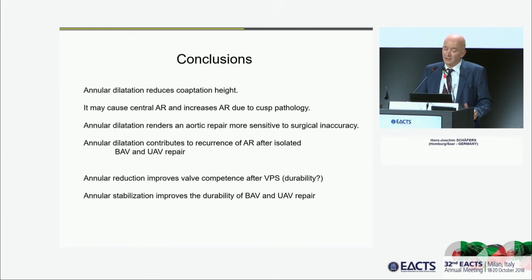Annular dilatation contributes to the recurrence of aortic regurgitation after isolated bicuspid and unicuspid repair. And the evidence that we have from the area of valve-preserving surgery is still somewhat foggy. Annular reduction definitely improves valve competence after valve-preserving surgery, and this is maybe also the reason why in many series, at least the early valve competence results after reimplantation are somewhat better than compared to remodeling without annuloplasty, and why annuloplasty there has a seemingly positive effect.